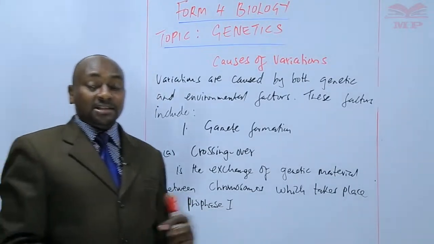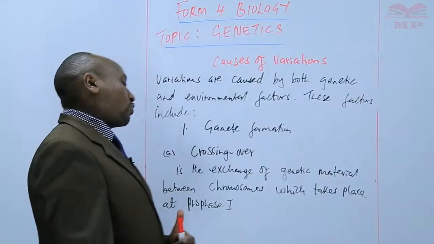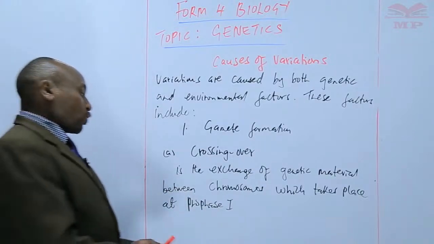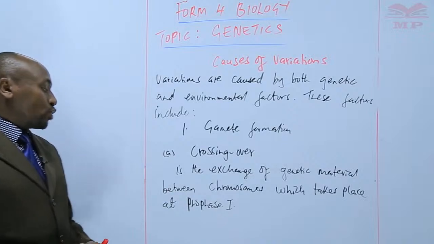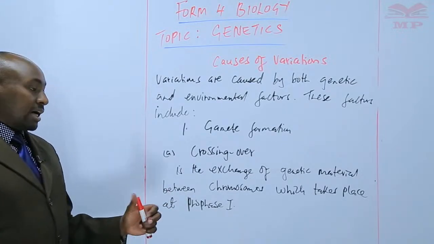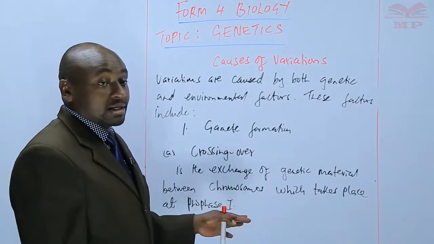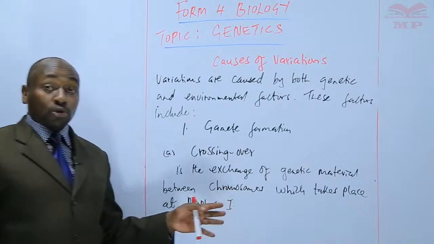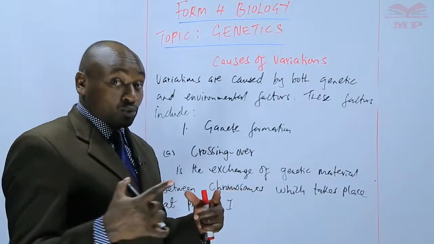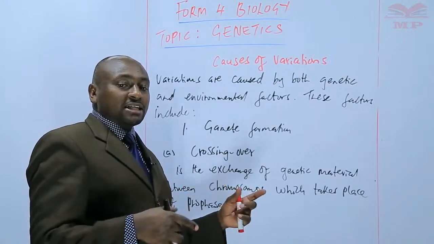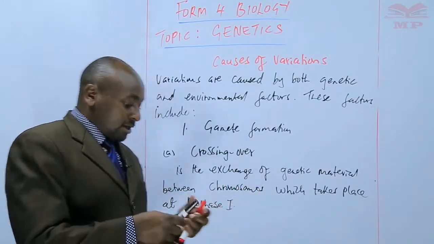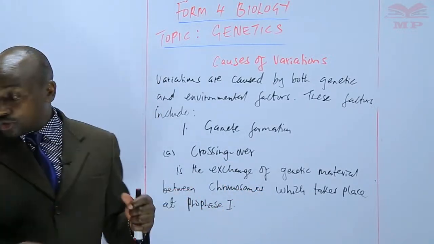We discussed the cell division at form 3 level. So we know the happenings that occur during this stage that we are referring to as prophase 1, whereby we say that the homologous chromosomes come together, they intertwine, and then an exchange of genetic material can occur there. So we are going to have an illustration of that.